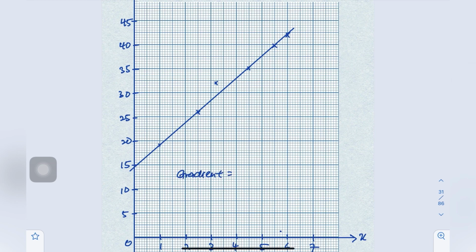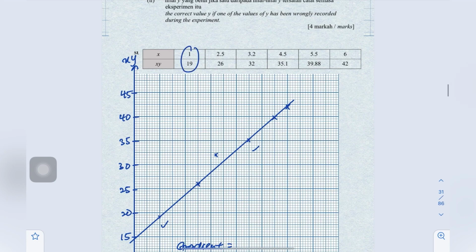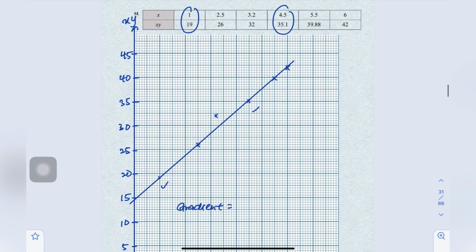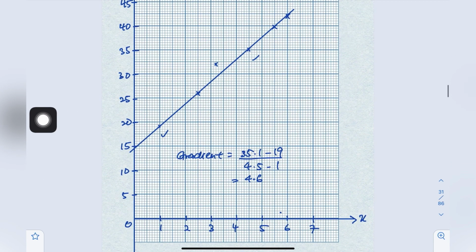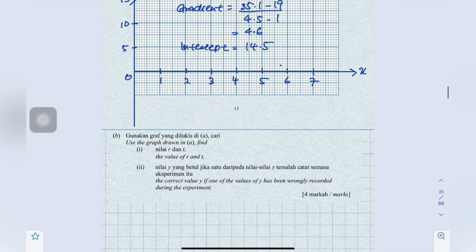Okay, gradient, we choose any 2 points on the straight line. So let's say I choose the first and the fourth one. So here gradient is 35.1 minus 19 over 4.5 minus 1. Okay, kita dapat 4.6. Okay, intercept. Kita just baca kat situ. So intercept is 14.5. Okay. So kita buat soalan B.